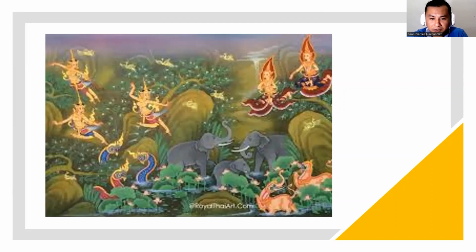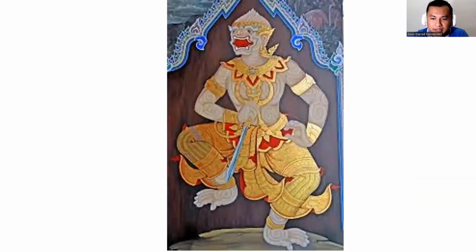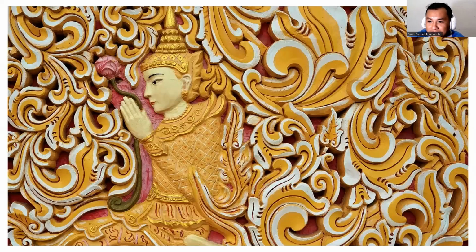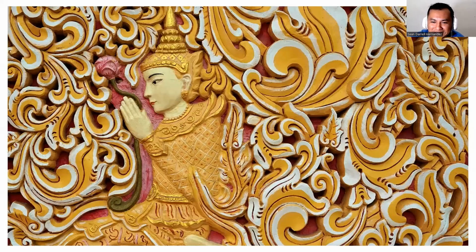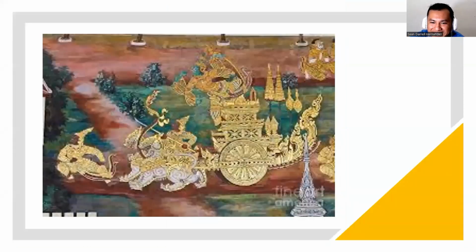For form, if you're going to notice, their drawings are very flat in nature, meaning there's no feeling of depth in their drawings and paintings, unless of course it's a carving or sculpture. Obviously, that will be three-dimensional. But for drawings or paintings, the element of form is still lacking. Next, color. They use colors that we can see and observe in nature.